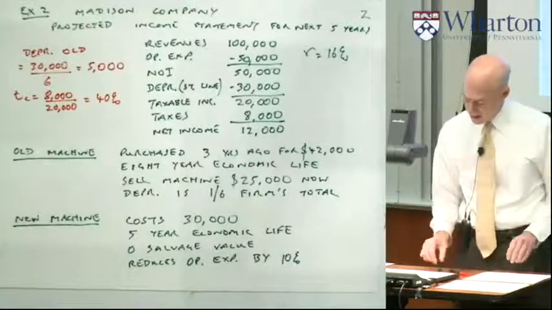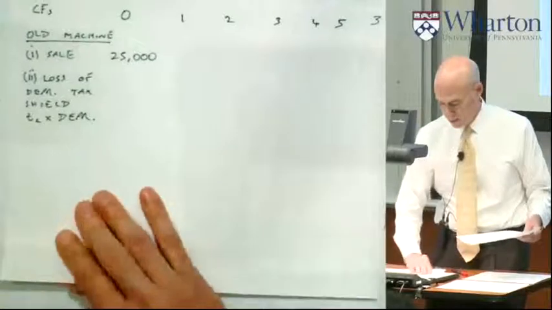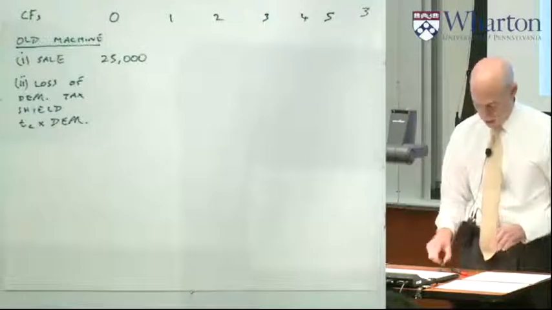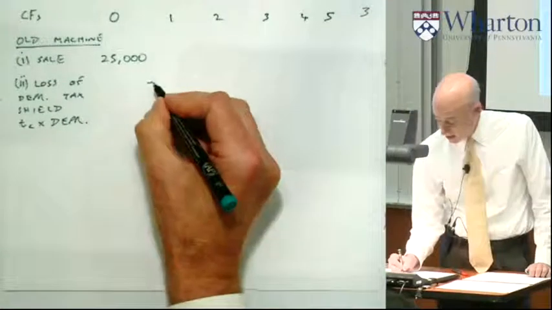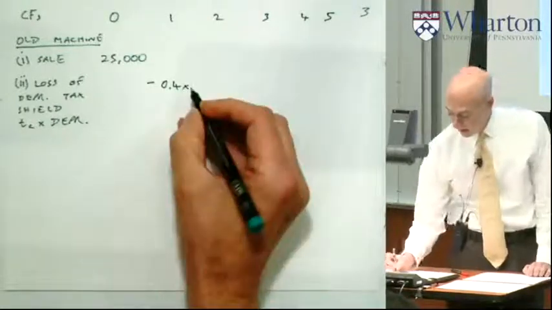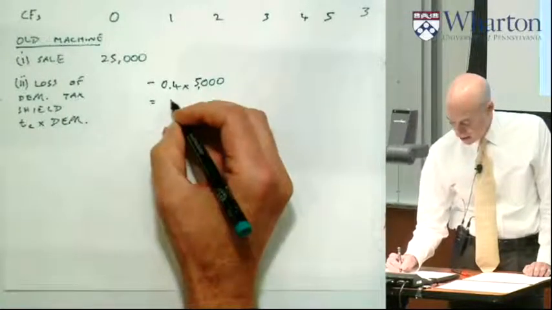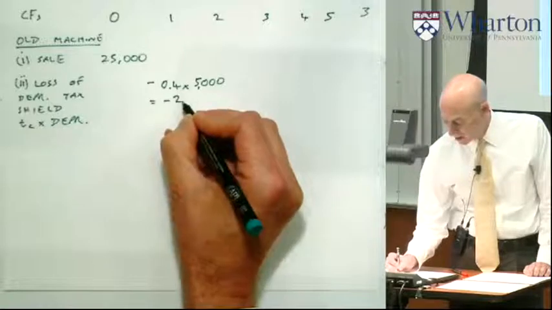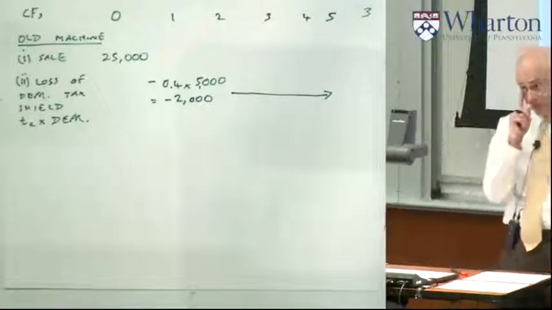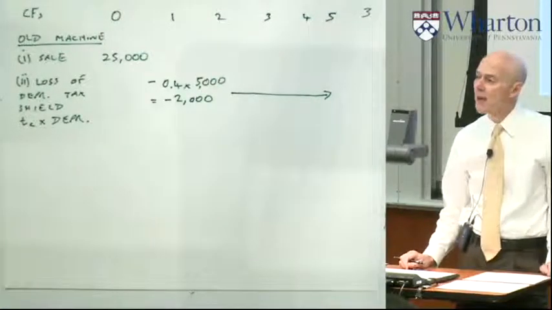So what we're going to get for our loss of the depreciation tax shield is minus, because we no longer get it, and then we've got 0.4 for the tax rate times 5,000 for the depreciation. It's minus because we no longer get it, so it's minus 2,000, and we get it from years 1 through 5. Any questions on that?